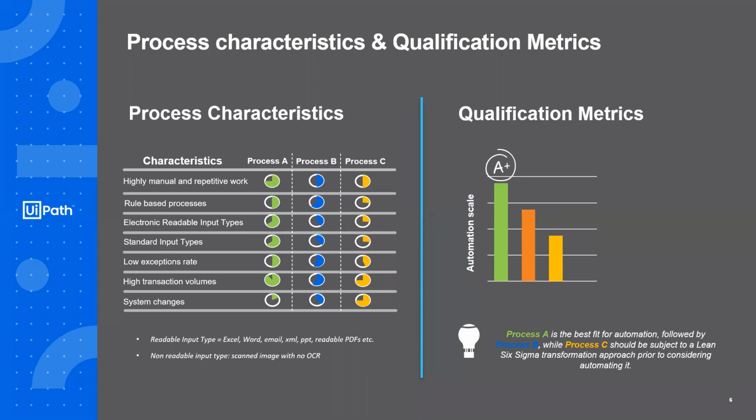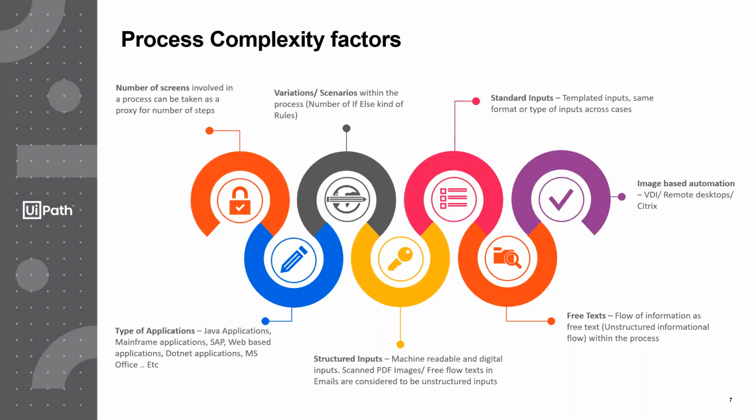Right, so, okay, complexity factors. Earlier what we spoke about was characteristics of the process. Now we are talking about the complexity factors of the process. How do we define a process to be low, medium, or high complex? If we define something as low, medium, or high, what would it impact? To understand that, first let's understand what the complexity factors are.